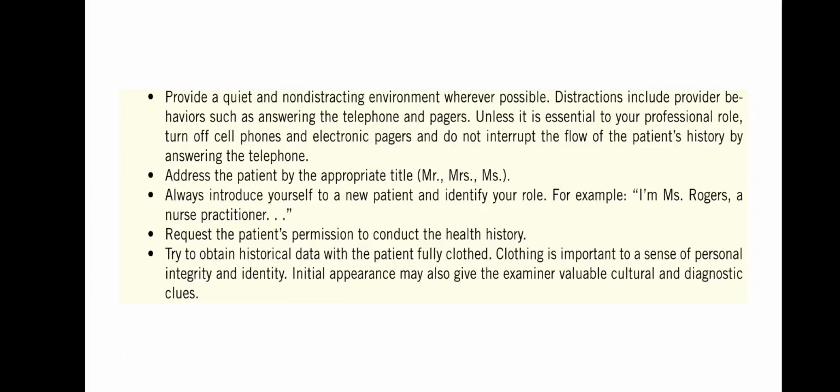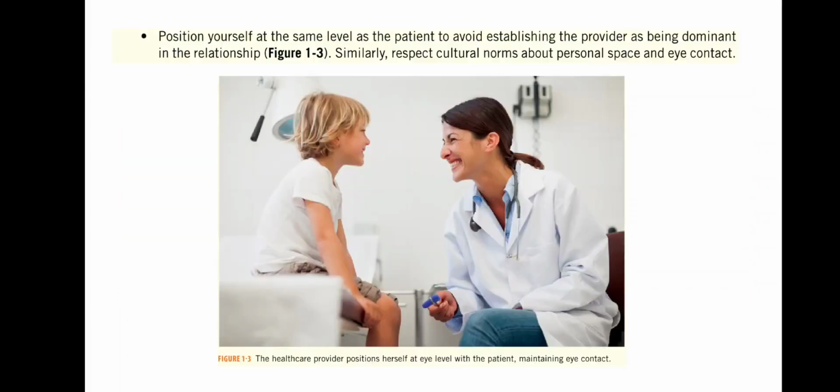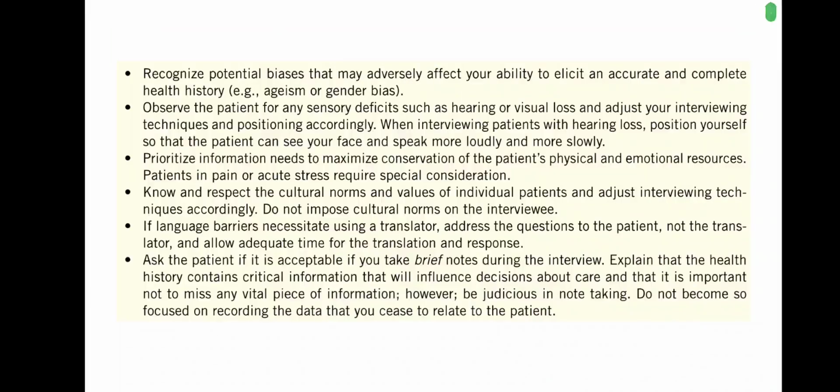Try to obtain historical data with the patient fully clothed. Clothing is important to a sense of personal integrity and identity. Next is position yourself at the same level as the patient to avoid establishing the provider as being dominant in the relationship. Next is recognize potential biases that may adversely affect your ability to elicit an accurate and complete health history. Observe the patient for any sensory deficits such as hearing or visual loss and adjust your interviewing techniques and positioning accordingly. Next, prioritize information needs to maximize conservation of the patient's physical and emotional resources.